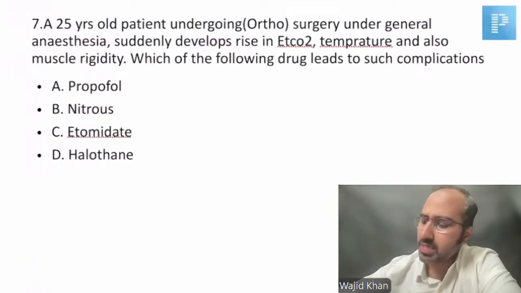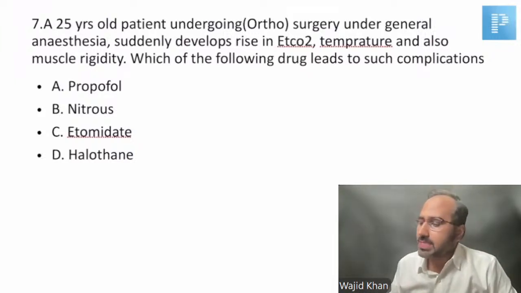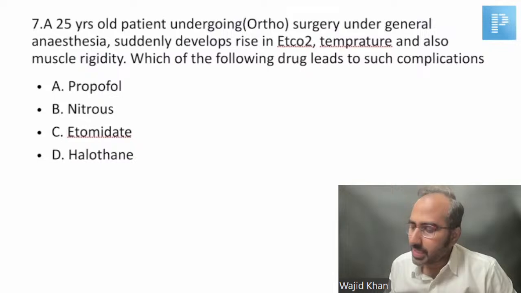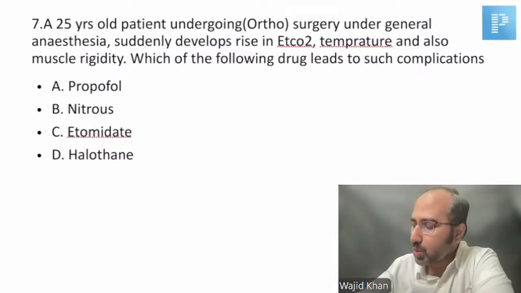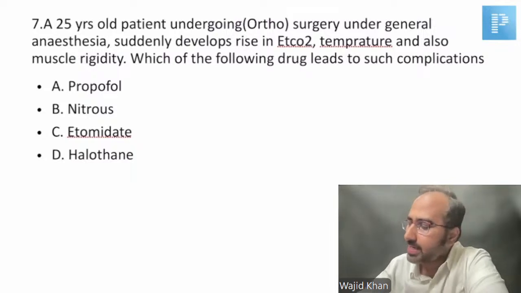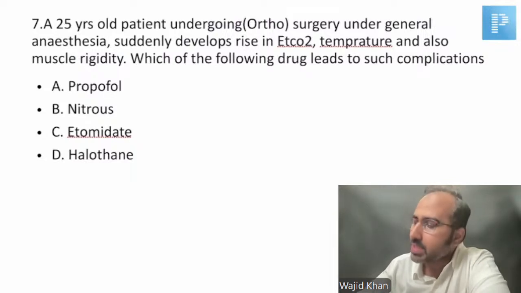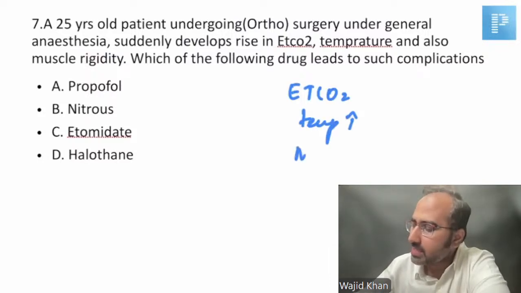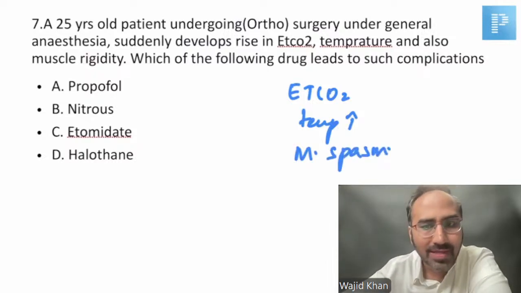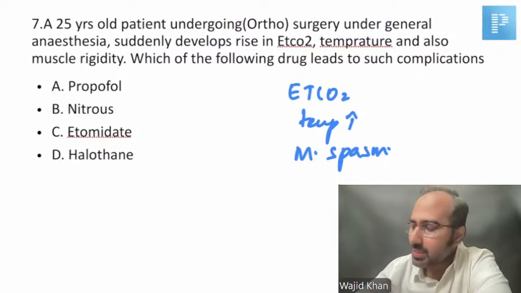Now, next question. A 25-year-old patient undergoing some orthopedic surgery under general anesthesia suddenly develops a rise in EtCO2, a sudden increase in the end-tidal carbon dioxide. Temperature of the patient is increased. EtCO2 is increased, temperature is increased with muscle spasm. It is a classical case of malignant hyperthermia. This patient is having malignant hyperthermia.